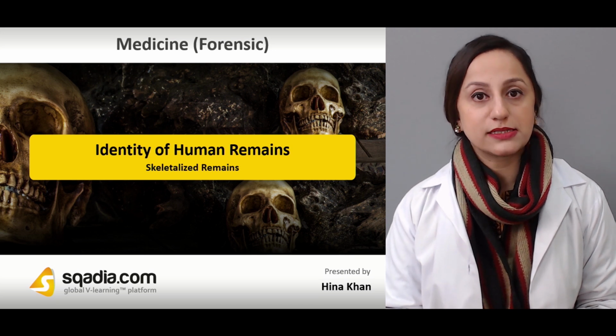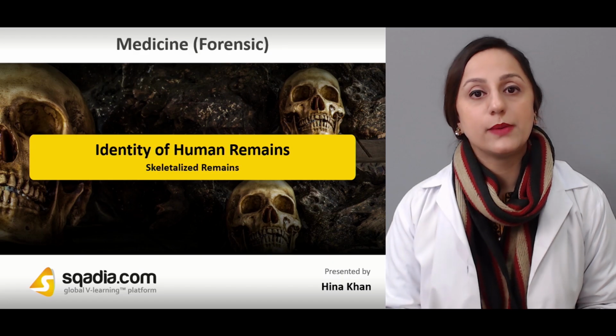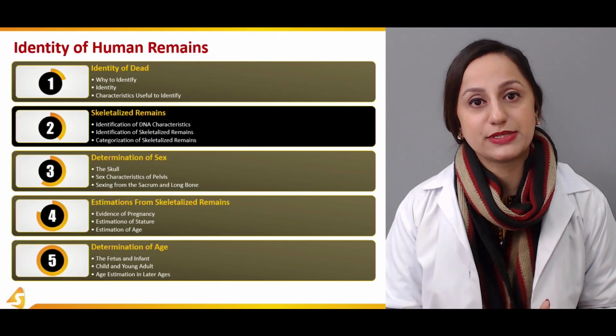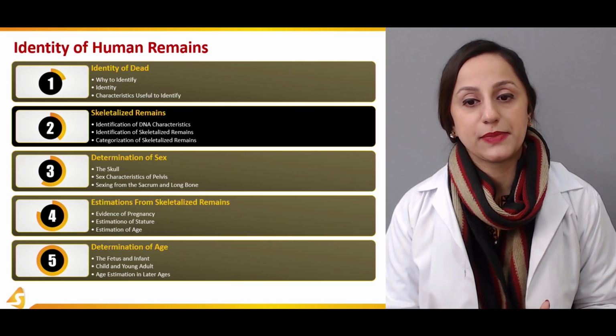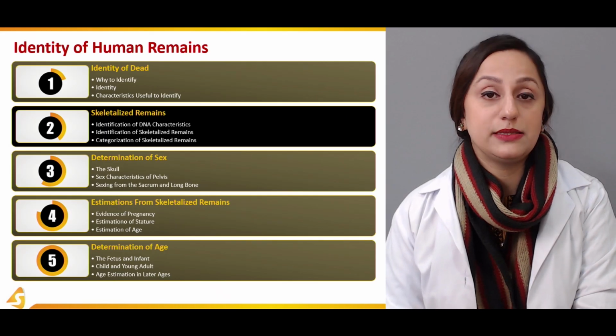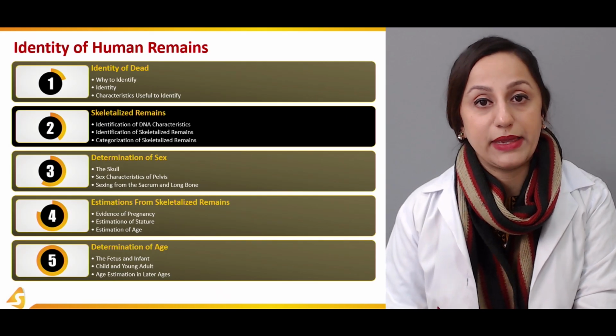So, what are the factors and why is it important? We are already done with that. But what are the factors that are going to contribute towards the personal identification of this person? The identification of the DNA characteristics. Now, the DNA is the mainstay in the skeletalized remains.